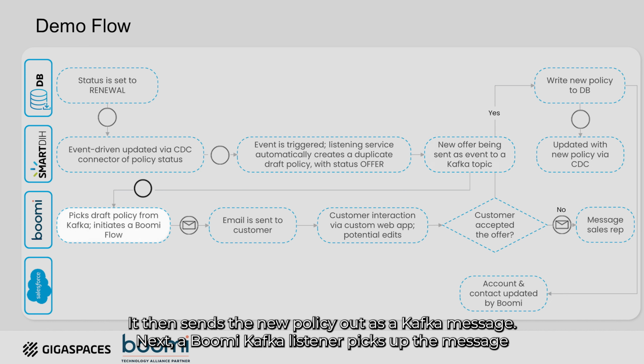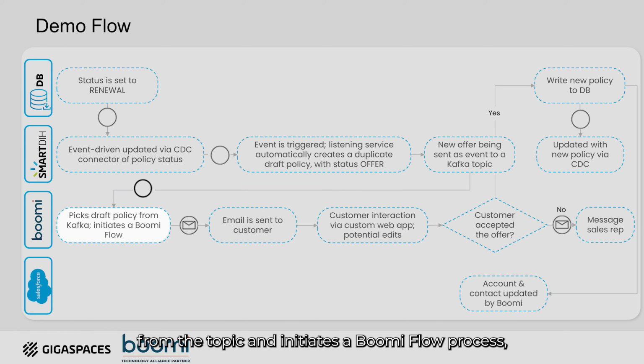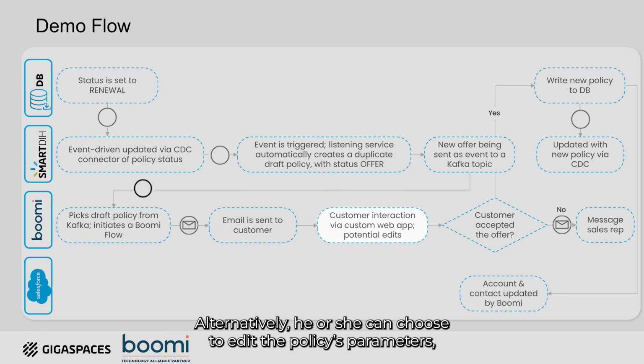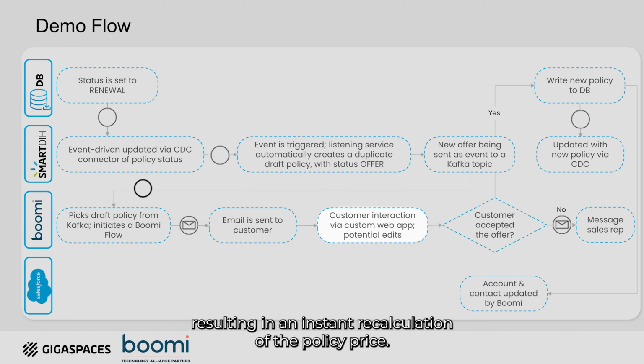Next, a Boomi Kafka listener picks up the message from the topic and initiates a Boomi flow process, which triggers an email notification to the policy owner. This customer may accept the policy as is. Alternatively, he or she can choose to edit the policy's parameters, resulting in an instant recalculation of the policy price.